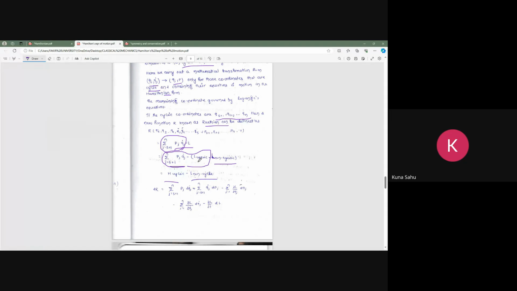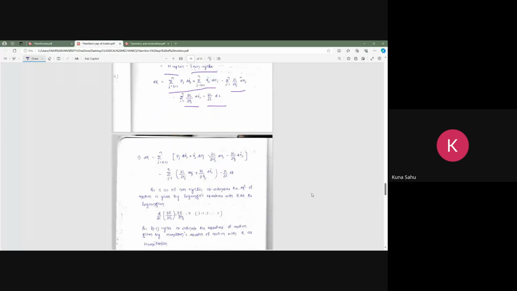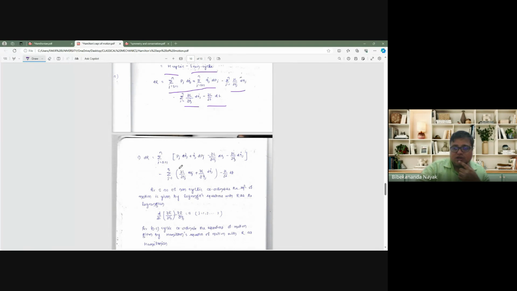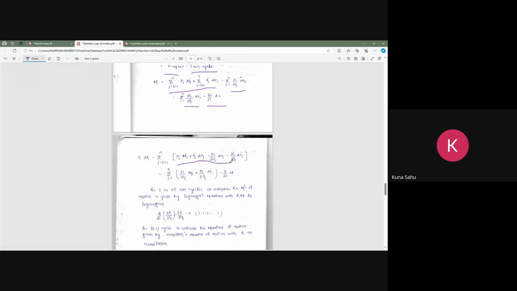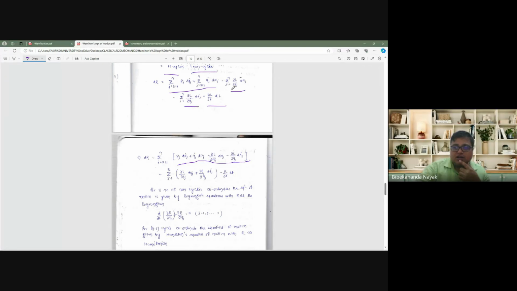Minus L, this is the Routhian: H cyclic minus L non-cyclic. If you take the differential dR, you find terms like the sum over j from s+1 of pj dqj dot, qj dot dpj, and for the Lagrangian you get three terms. So dR will have the sum over pj dqj, this is for the Hamiltonian part, from s+1 to n. I separate s+1 to n, and the only remaining terms are 1 to s.